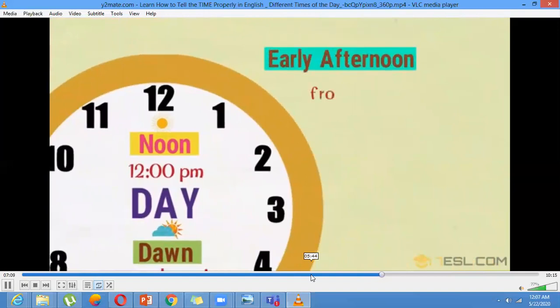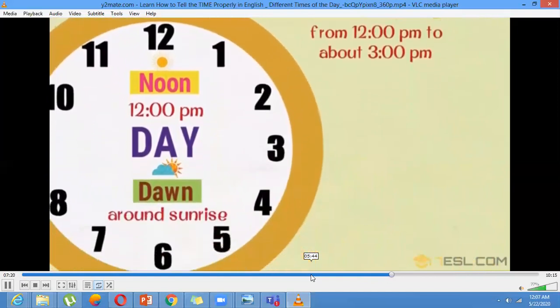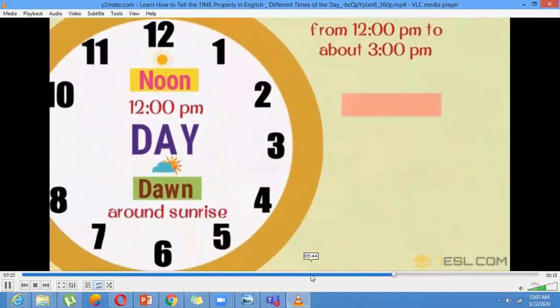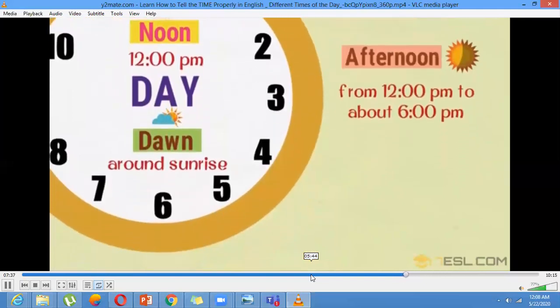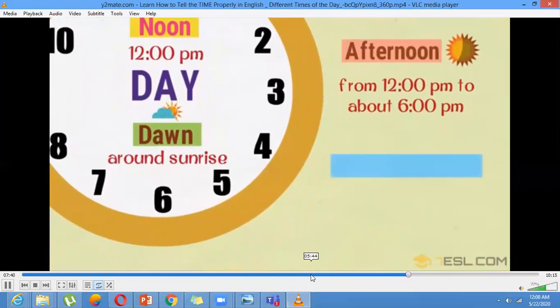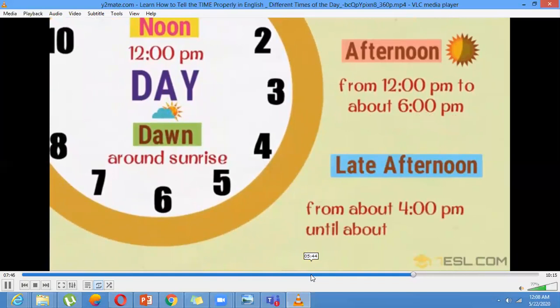Early afternoon is from 12 p.m. to about 3 p.m. You take your lunch in early afternoon. And which one is the afternoon? From 12 p.m. to 6 p.m. is afternoon. The time when you say good afternoon, teacher, is from 12 p.m. to about 6 p.m. When we say it's late afternoon, it starts from 4 p.m. until 6 p.m.